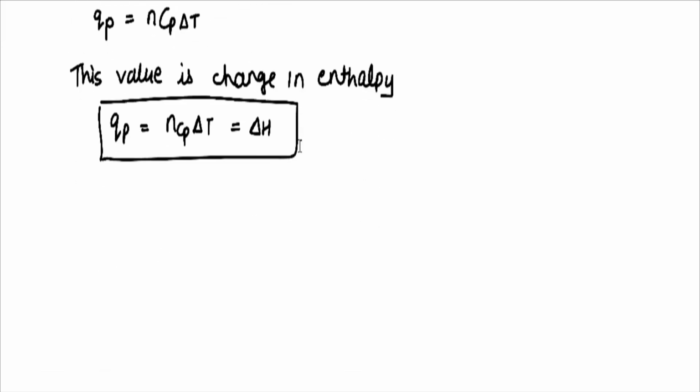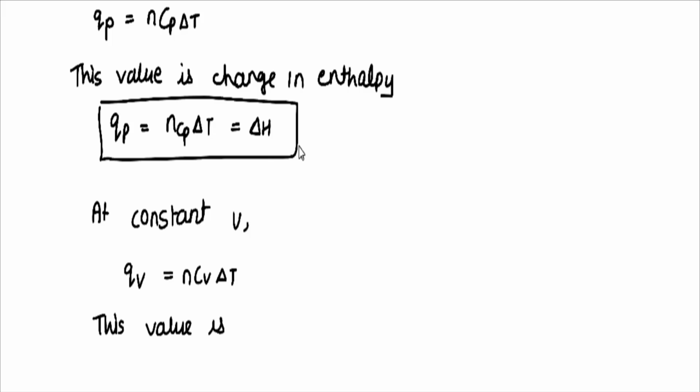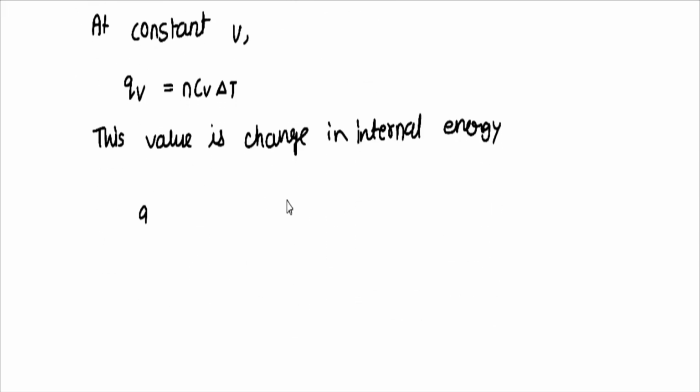Now similarly this is at constant pressure. Next is at constant volume. At constant volume, this Qv is nothing but nCv into delta T, and this value is equal to the change in internal energy. So we equate: Qv is equal to nCv delta T, which is nothing but delta U. So this is your second equation.